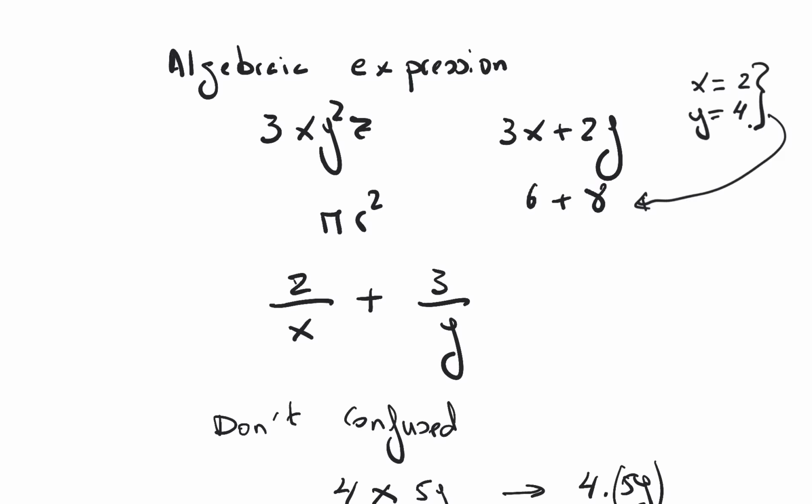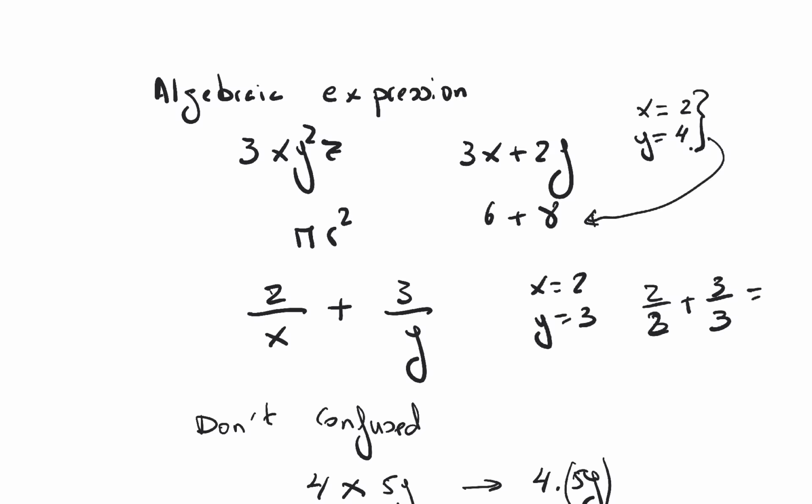If x is 2 and y is 3, this is saying 2 divided by 2 plus 3 divided by 3. 2 divided by 2 is 1, 3 divided by 3 is 1. So it says 1 plus 1, which means 2. So this algebraic expression is 2 when x is equal to 2 and the variable y is equal to 3.